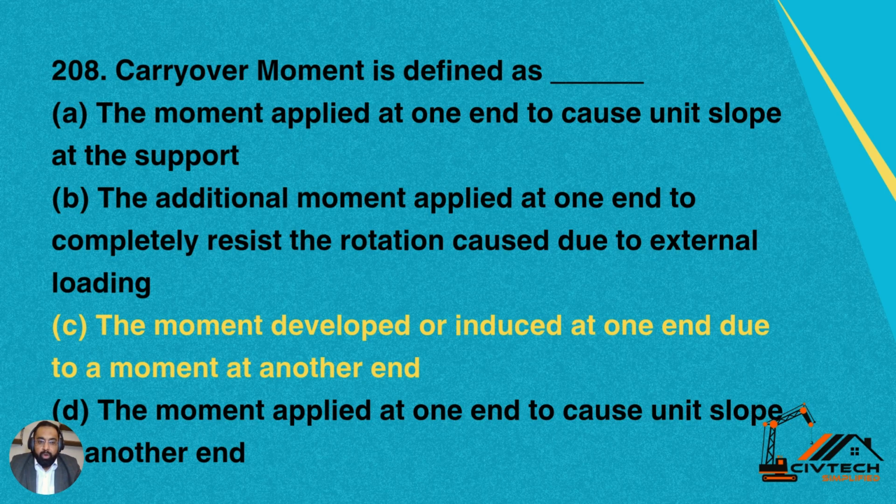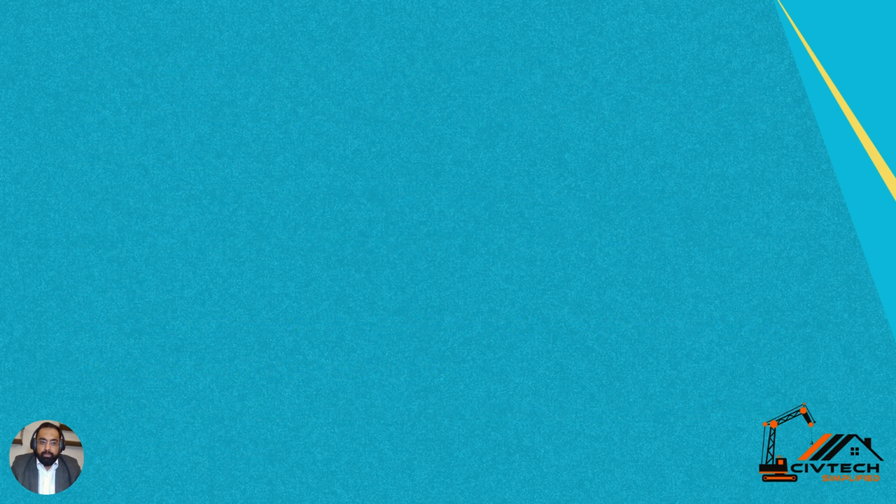Option C, the moment developed or induced at one end due to a moment at another end. Option D, the moment applied at one end to cause unit slope at another end. So C here is the correct answer. The moment developed or induced at one end due to a moment at another end.